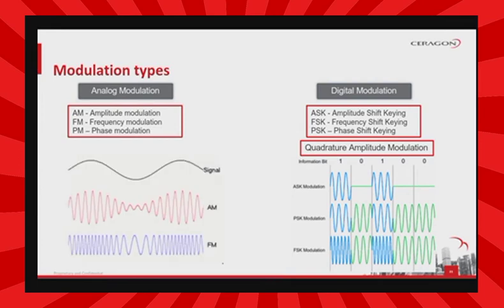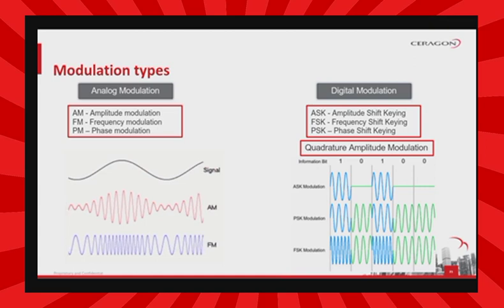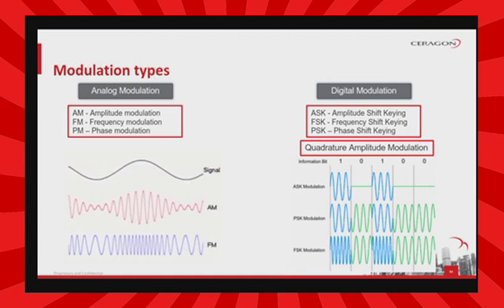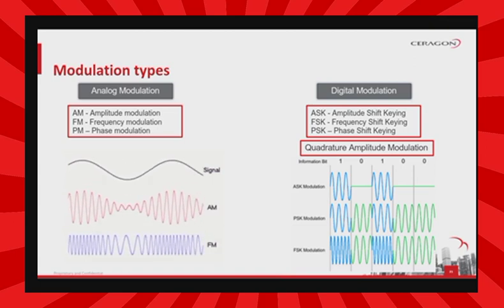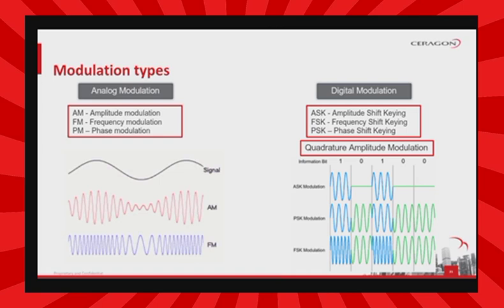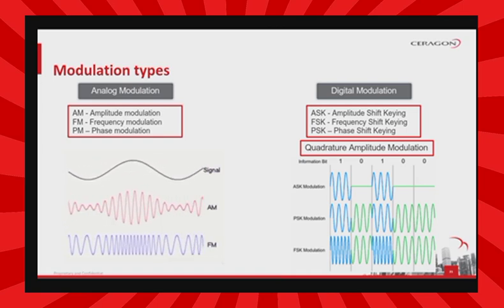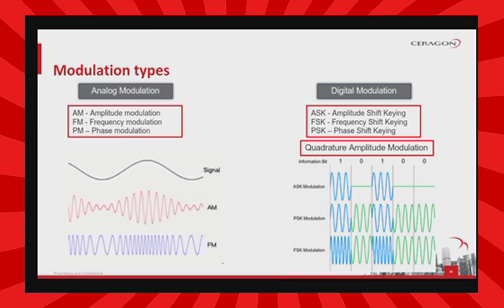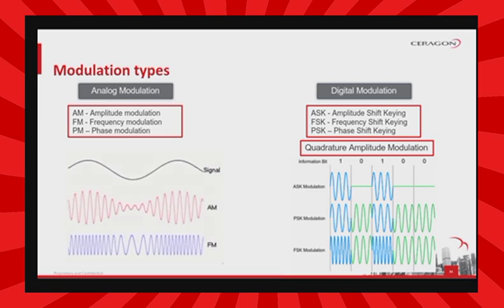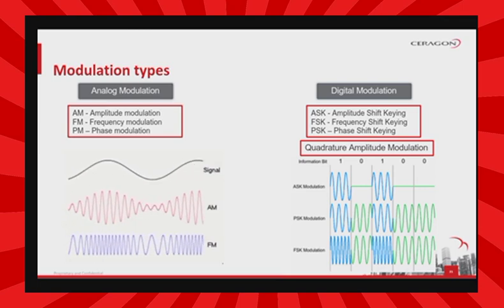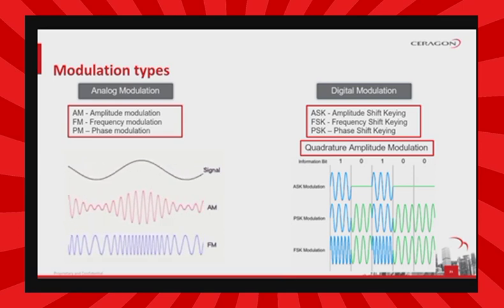There are analog and digital modulation types. The analog modulation types are AM, amplitude modulation, FM, frequency modulation, and PM, phase modulation. The most used modulation types in digital transmission are named with the shift keying process and the parameter being modified. ASK, or amplitude shift keying. FSK, or frequency shift keying. PSK, or phase shift keying. QAM, or quadrature amplitude modulation, the combination of phase and amplitude shift keying.